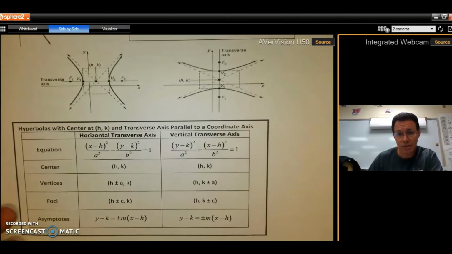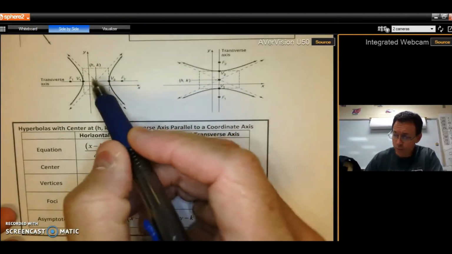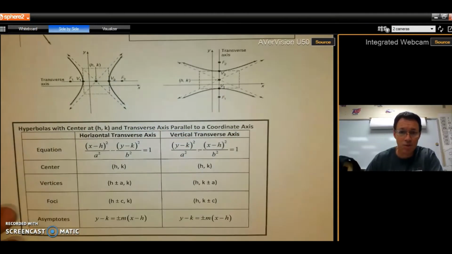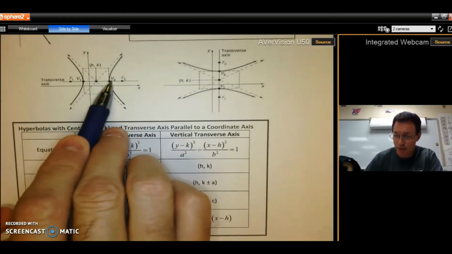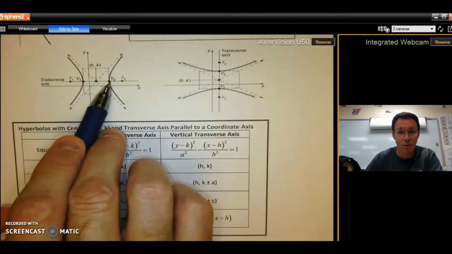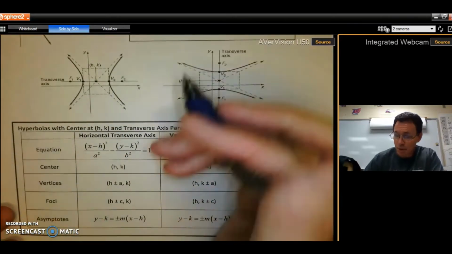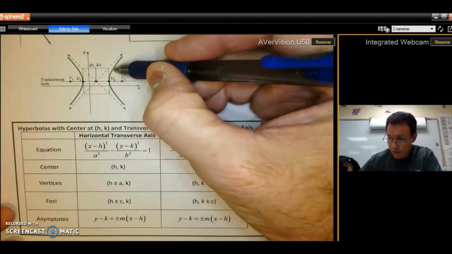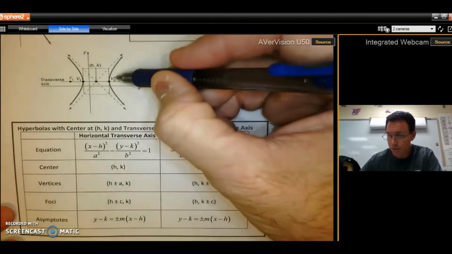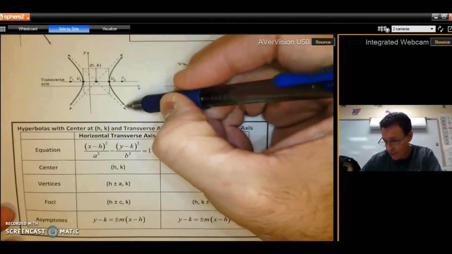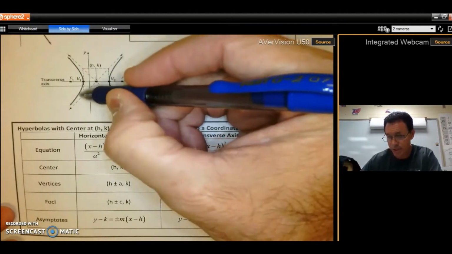Now, when we graph a hyperbola, there's actually only two points we're going to graph. We're going to graph this vertex and that vertex, and those are the only points that are even on the hyperbola. The rest of the hyperbola is just going to curve up and follow this asymptote. It's going to curve down and follow this asymptote. Same over here, same over here.